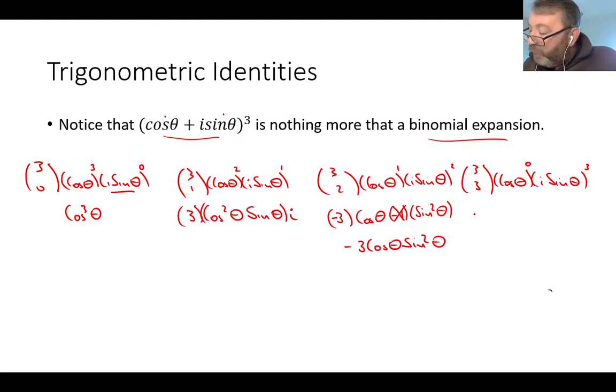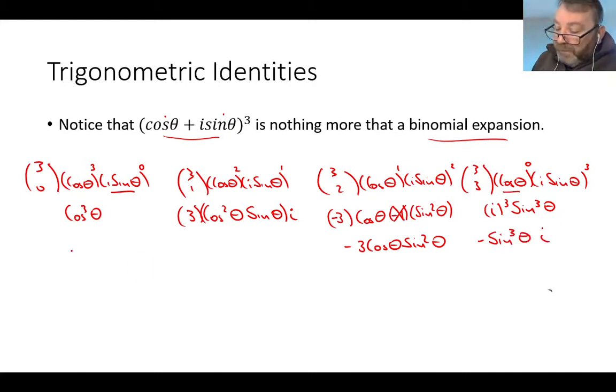3c3 again is 1. Anything to the power of 0 is 1. And that leaves me now with i cubed sine cubed theta. Now, what's i cubed? This brings us back to the start of this chapter. i by i is minus 1, first of all. So if i by i is minus 1, then i cubed must be minus 1 times i, which is minus i. So therefore, minus sine cubed theta i.